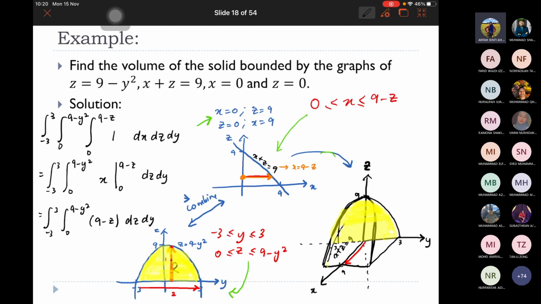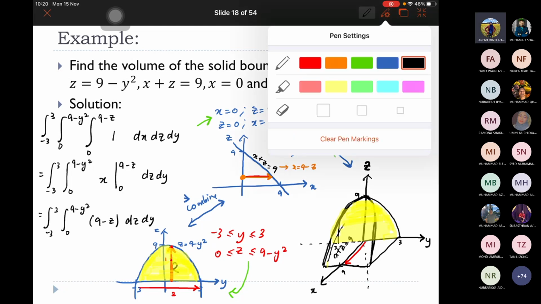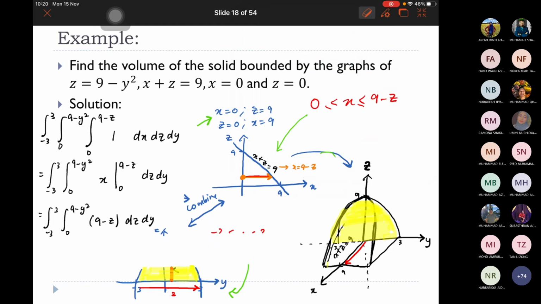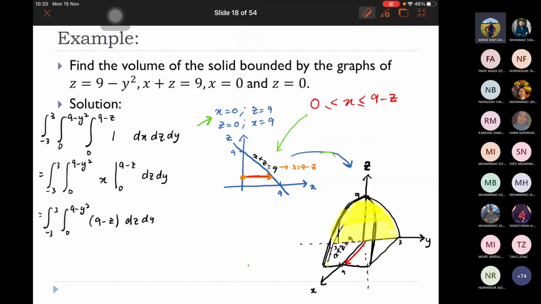Okay, ni boleh padam kan? So if you settle the integration, Tasha dapat tak penjawapan? Tengah buat. Okey. So negatif 3 tambah 3. 9 Z tolak Z kuasa 2 per 2. 0 sampai 9 tolak Y kuasa 2 dy. Okey, Tasha tengah buat. Saya rasa yang lain pun tengah buat.